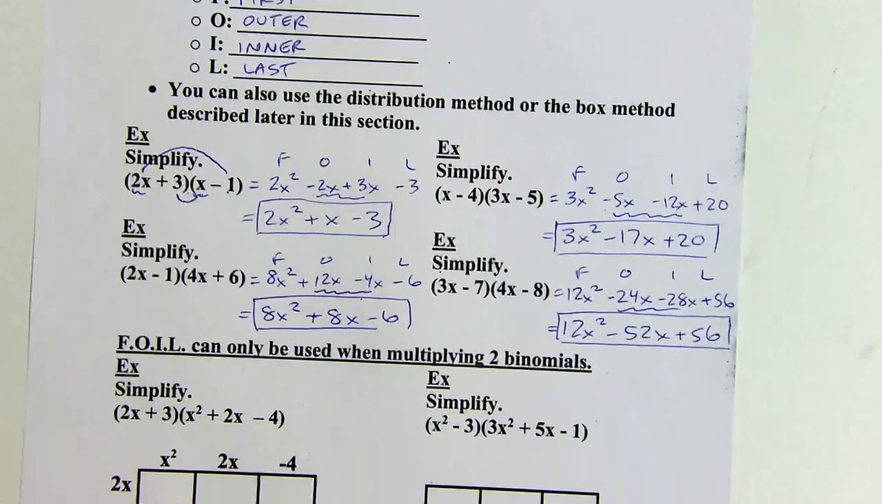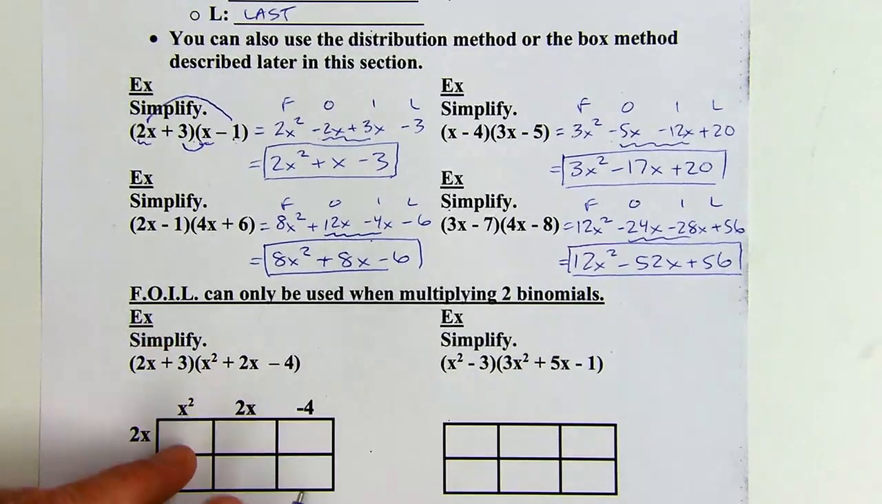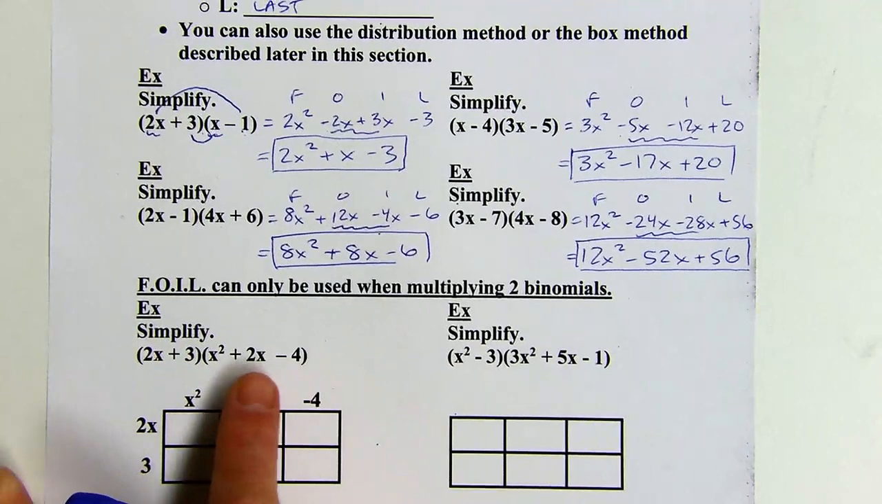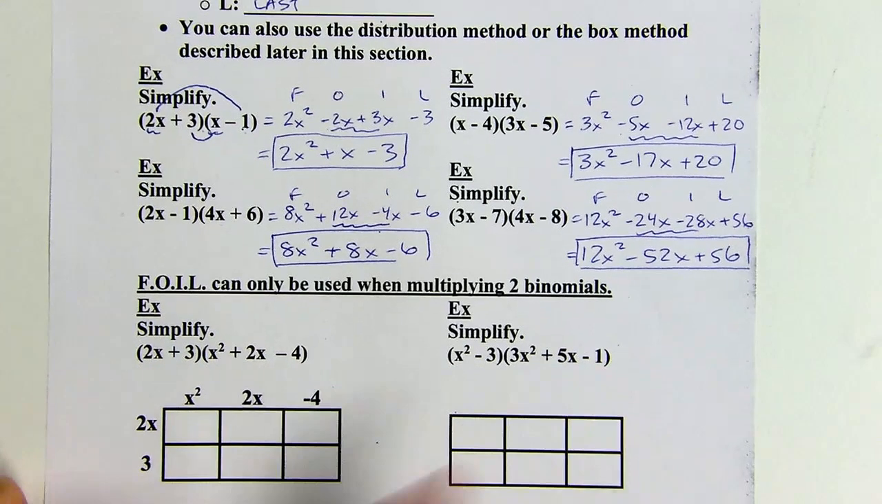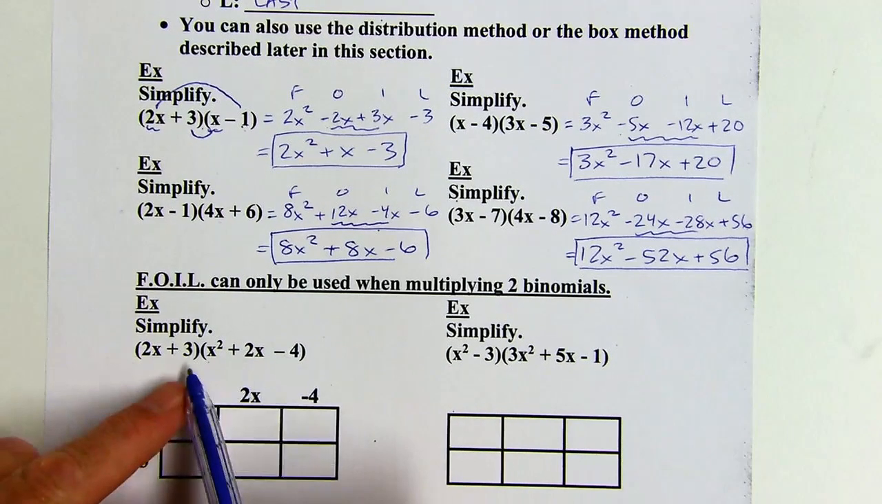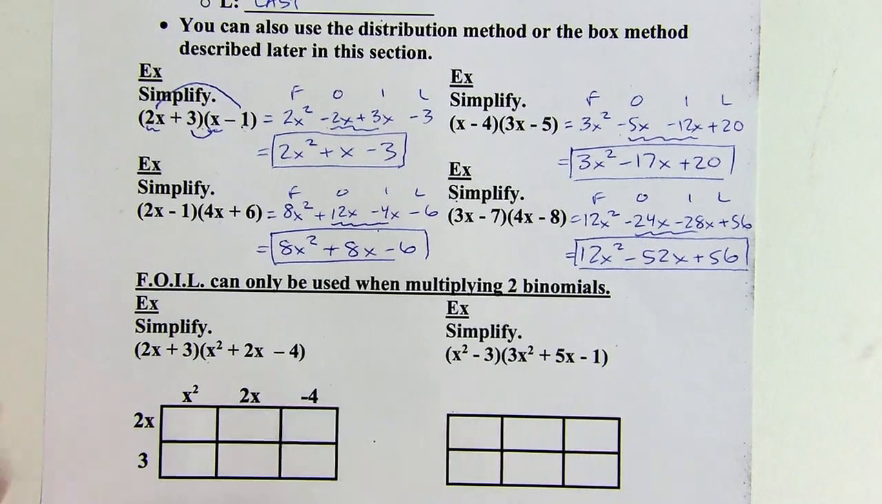All right. FOIL can only be used when multiplying two binomials. So it's not going to work on these problems because I've got a trinomial here for the second polynomial. Same thing over here. So we can't use the FOIL method. There are different things you can do here. You could distribute the 2x into all three terms, then distribute the 3 into all three terms, and then add up all your terms and combine like terms.